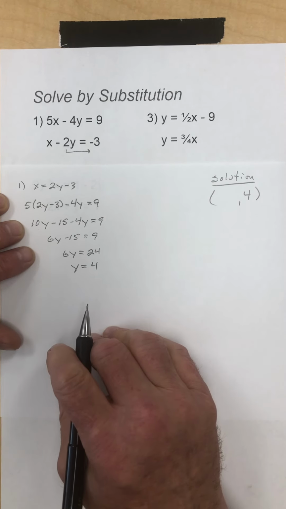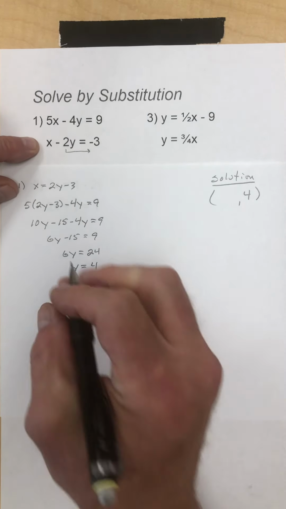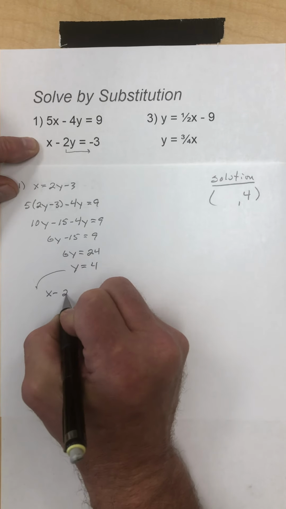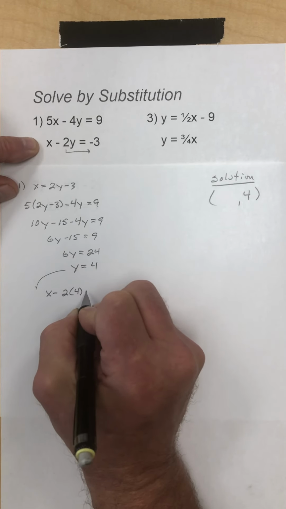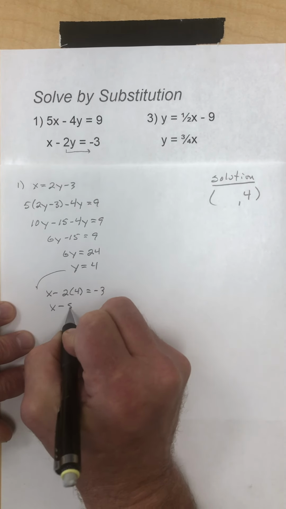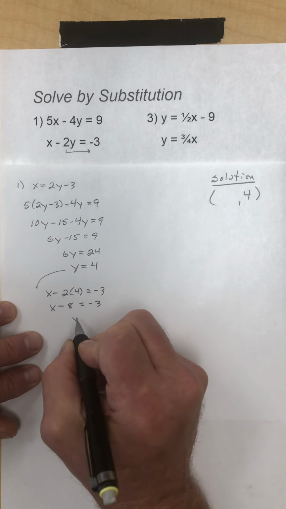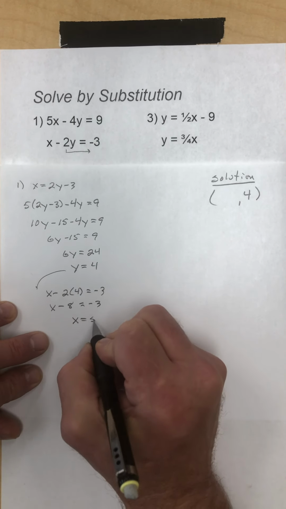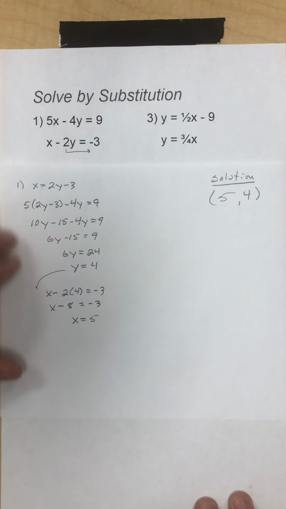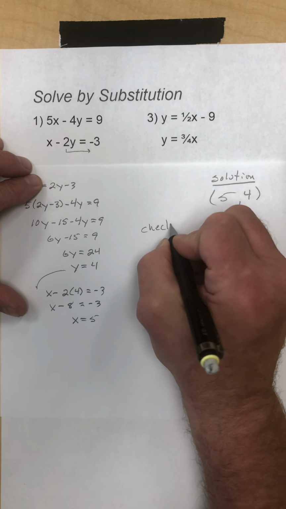Okay, so you say, let's go back and evaluate. And I think this second one will probably be the easiest one to evaluate. So we take x minus 2 times y, which is 4, equals negative 3. So I get x minus 8 equals negative 3, and adding 8 to both sides, we're going to get x equal to 5. So our x coordinate is 5. And then you could go check, if you have time.